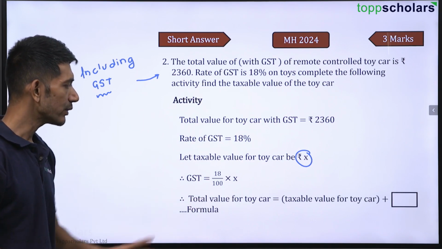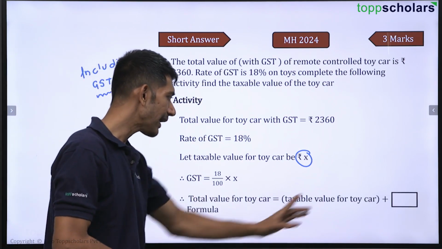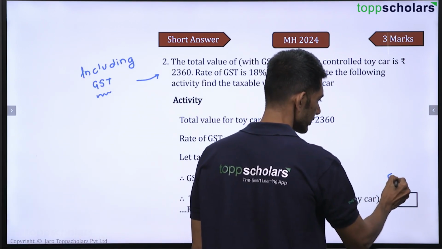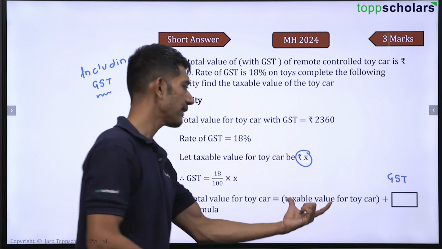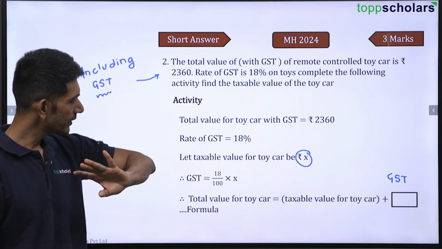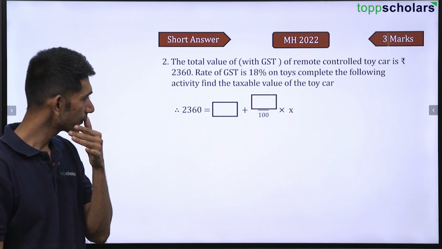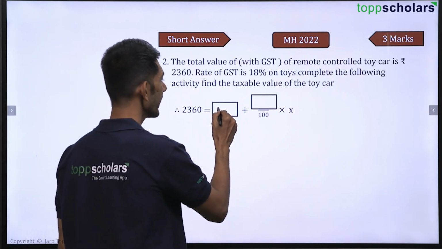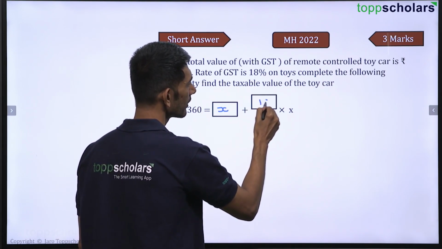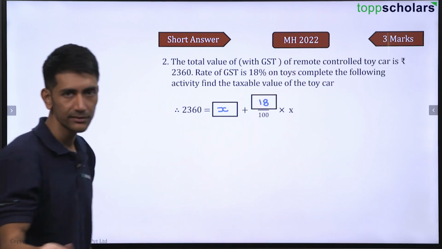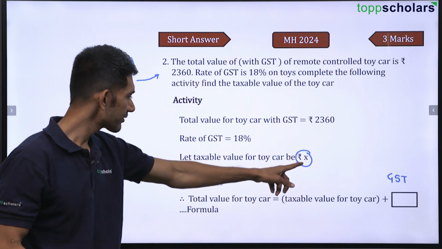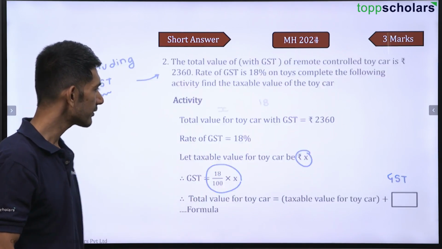So total value, now understand, is the taxable value for the toy car plus GST. This is just the formula. Taxable value, that is the original price of the toy car, plus GST. So can I say this becomes X, the taxable value, plus 18% of X, correct? Because 18% is the GST. See, this is X and this is 18% of X.